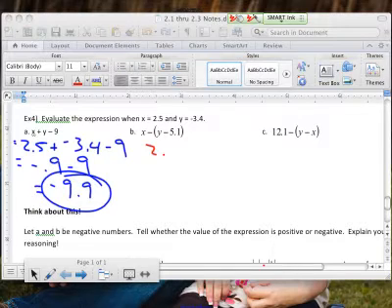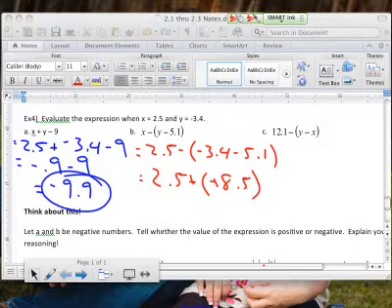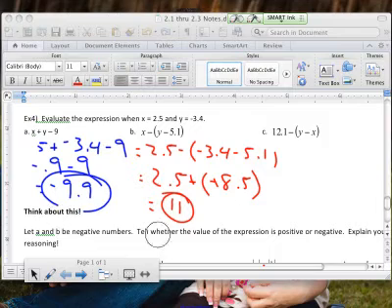So x is 2.5 minus y is negative 3.4 minus 5.1. Parentheses first. So you have 2.5 minus parentheses negative 8.5. Just combine those guys. Plus plus. That's just going to be 11. Okay. So sometimes it'll work out nicely for you like that. Other times you're just going to have to keep a decimal in there and live with it. Okay.